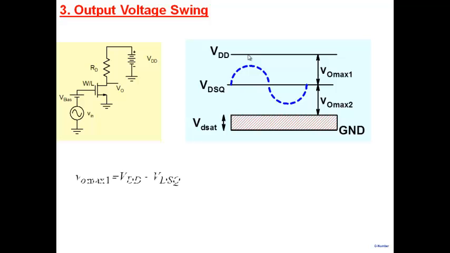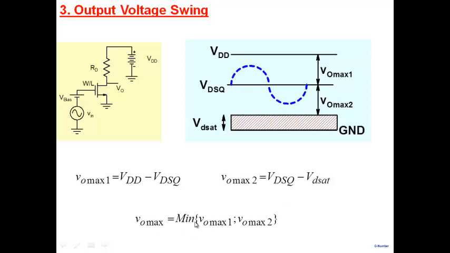So then we obtain two limits on output swing. One limit comes from the positive cycle, which says that the swing is limited to VDD minus VDSQ here. This difference, VDD minus VDSQ, is one limit on the output voltage swing. The other limit on the output voltage swing is VDSQ minus VDSAT, so that's the other limit here. The actual swing will be determined by the minimum of the two. Whichever is minimum will decide what the maximum swing is.